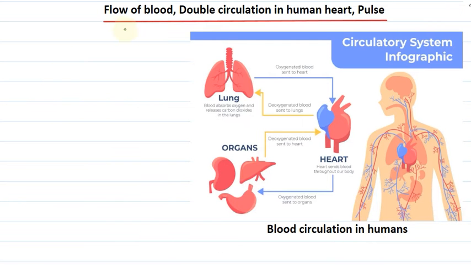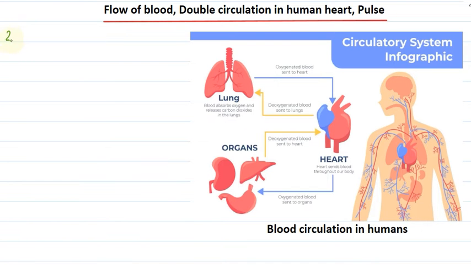The topic for today's video is flow of blood, double circulation in human heart and pulse. So we already know that blood is a fluid connective tissue and this blood is pumped by the muscular organ that is heart. Okay. So this blood actually flows continuously inside our body. And now there are two types of circulation. Okay, so this blood circulation is of two types.